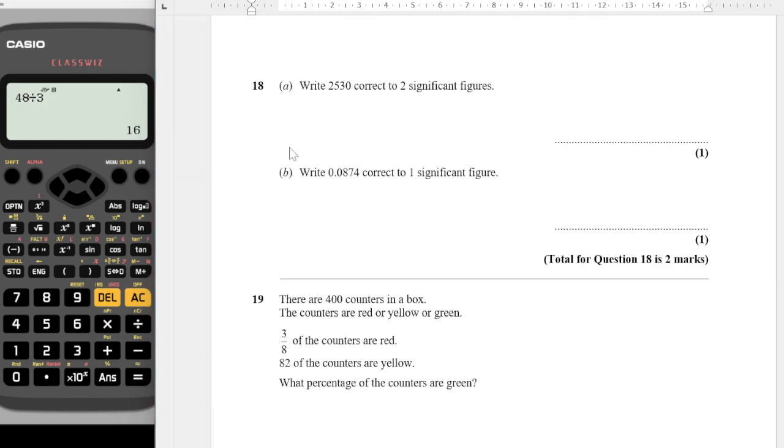Okay, question 18. Write 2,530 correct to 2 significant figures. So the second significant figure is a 5. The number behind the 5 is a 3, so we would leave it as a 5. So 25, and that 5 represents hundreds. So 2,500. Part B, write 0.0874 correct to 1 significant figure. So 0 can't be your first significant figure, so the 8 is the first significant figure, and the number behind it is a 7, so it's closer to 0.09.